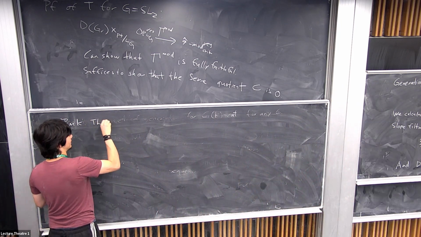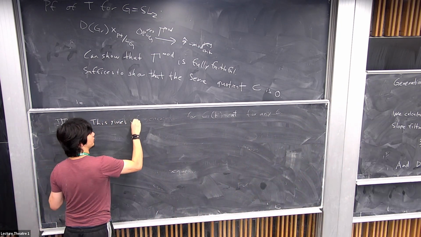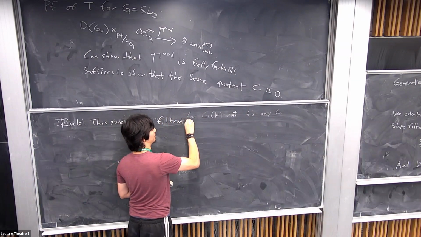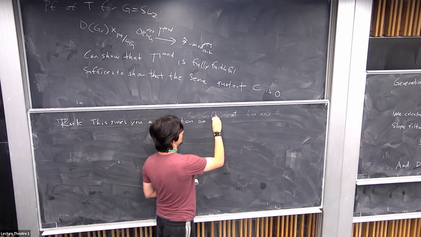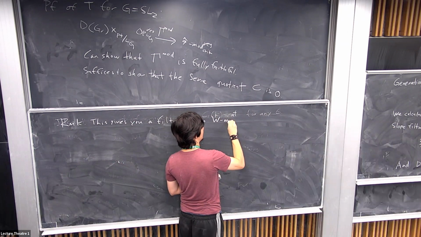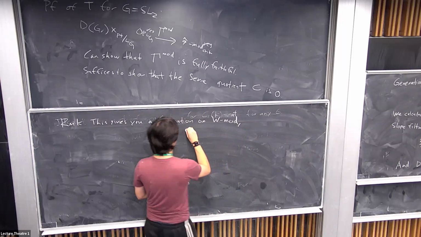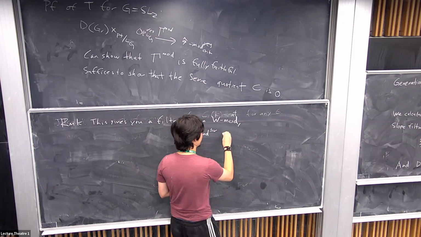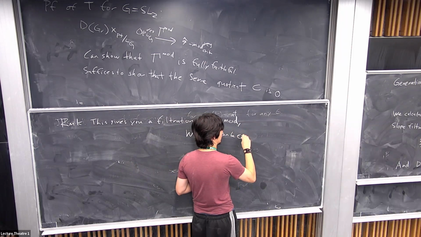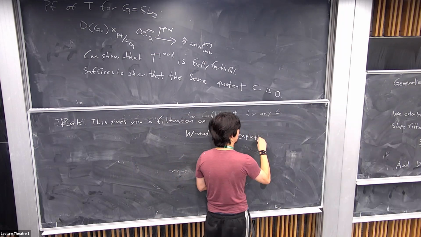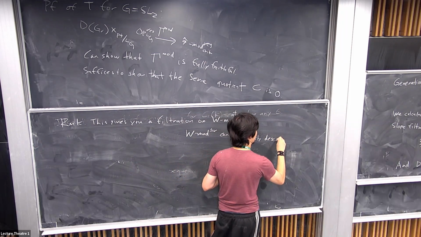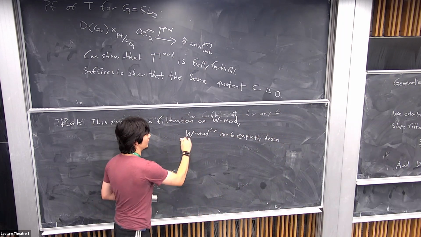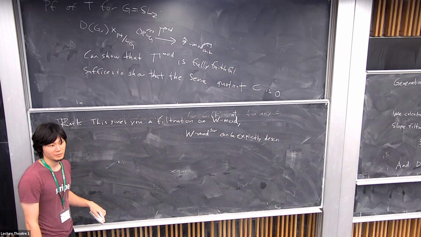So the same thing, this gives you a filtration on W mod. And W mod less than or equal to R can be explicitly described. So is W still over the critical level? No. This is a good point. W is not necessarily over the critical level anymore.